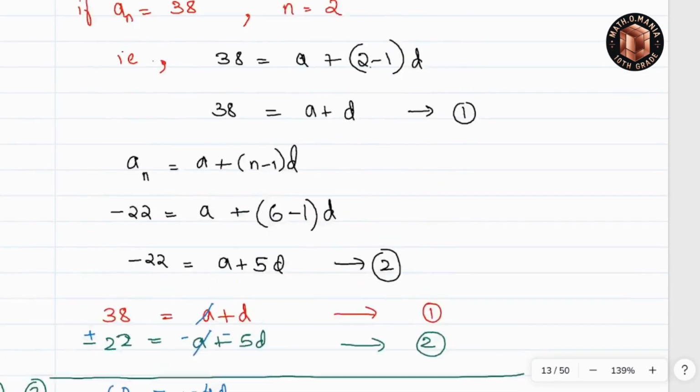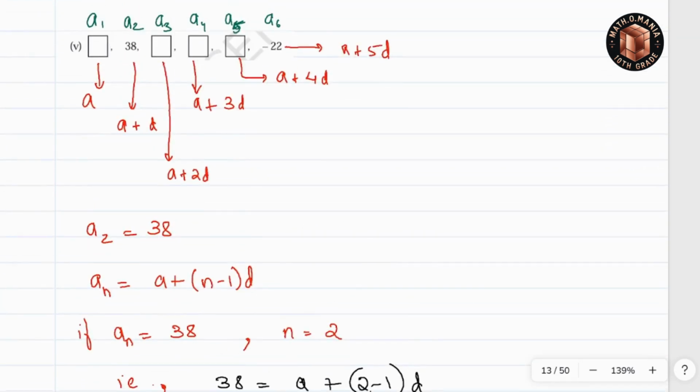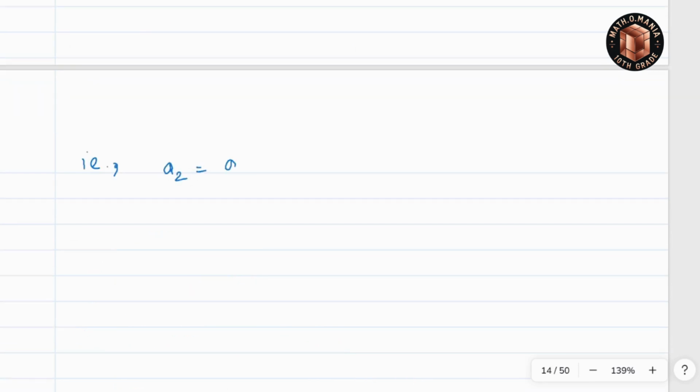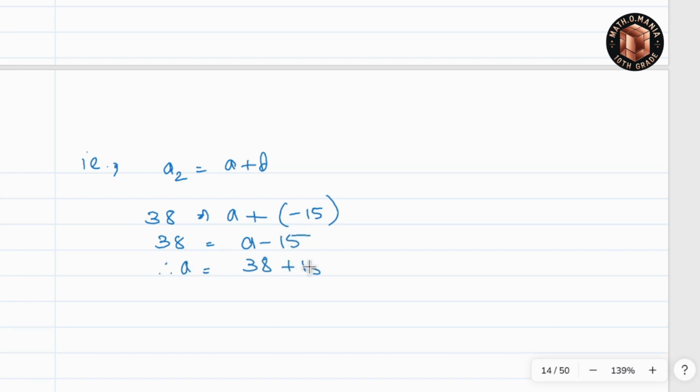Then what can we do? We can substitute the values into these equations. Then what will we get? We will get each missing term. A2 equal to what? A plus D. A plus D means 38 equal to how much? A plus minus 15. So here I can write 38 equal to A minus 15. Therefore A equal to what? 38 plus 15, which is equal to 53.